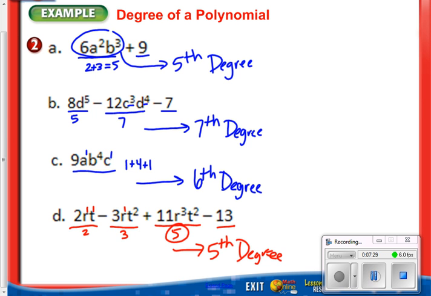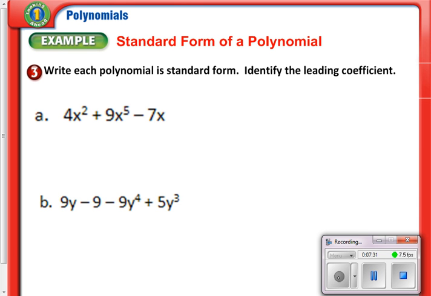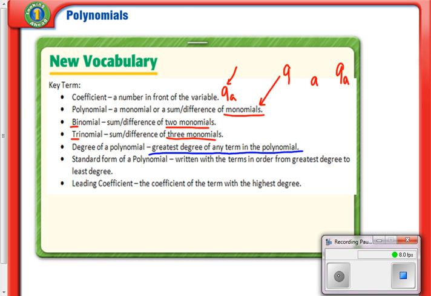Now we'll take our degrees in action here, and we're going to write things in standard form of a polynomial. And we're going to also identify the leading coefficient. So what I want you to do is flip back to the front. Standard form of a polynomial is written with the terms in the order from greatest degree to the least degree. Those are the degrees that we just found out in those previous examples. The leading coefficient is the coefficient of the term with the highest degree.